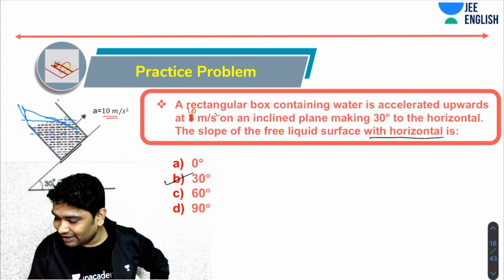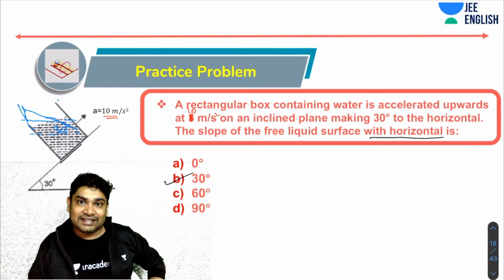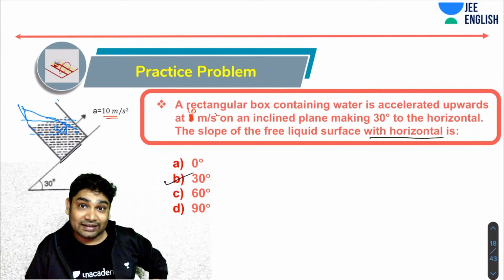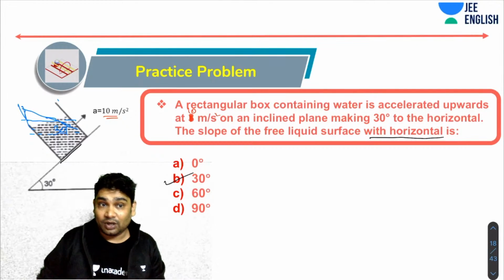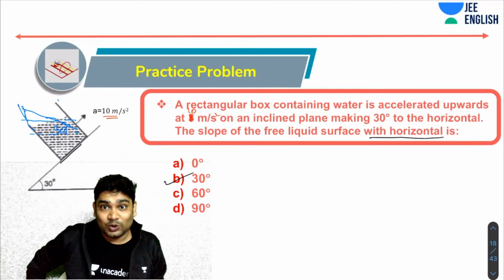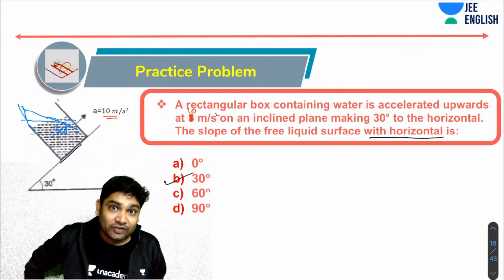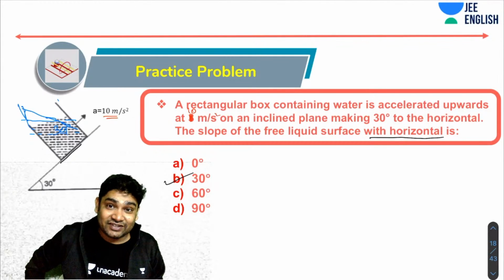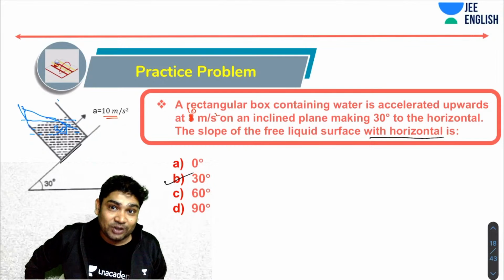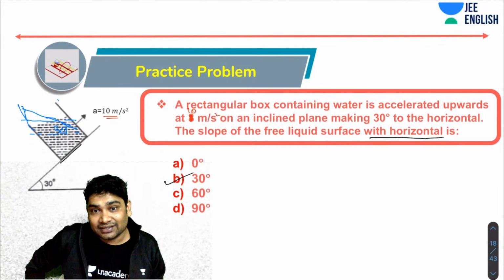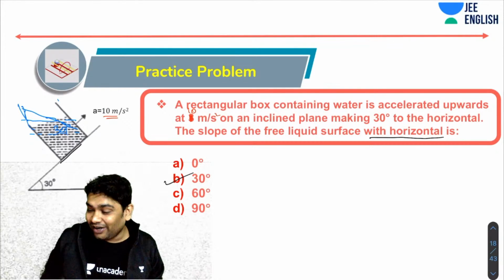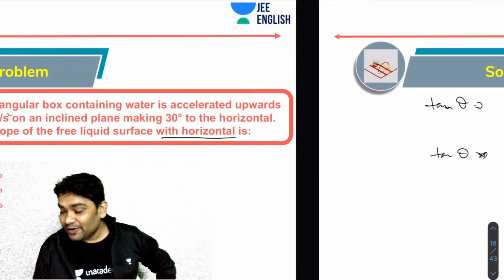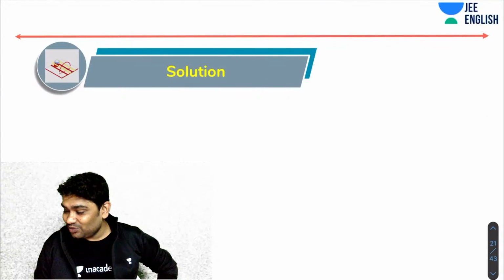Even with the incline, you would have realized it would happen at 60 degrees. With the incline, it would happen at 60 degrees, not zero also, because it is inclining the other way. So it would happen at 60 degrees with the incline. But you've been asked with the horizontal. With the horizontal, it will be 30 degrees. Okay. All right. Great. So now let's move on.